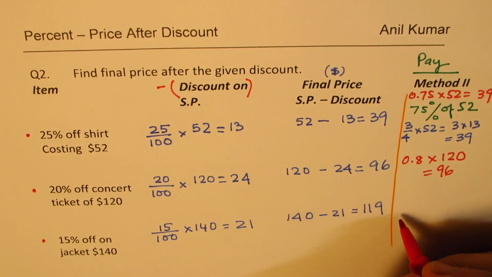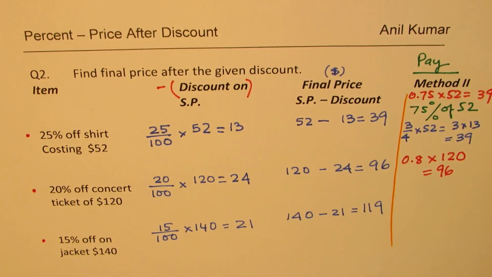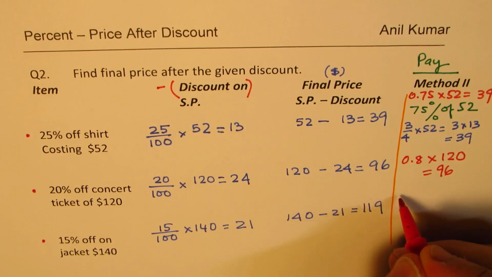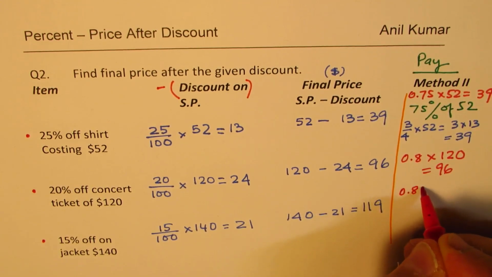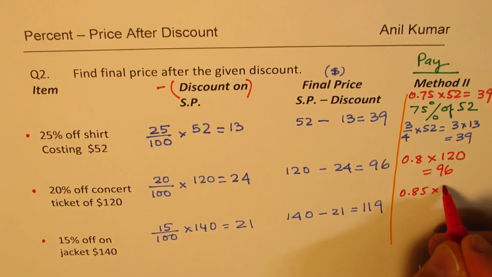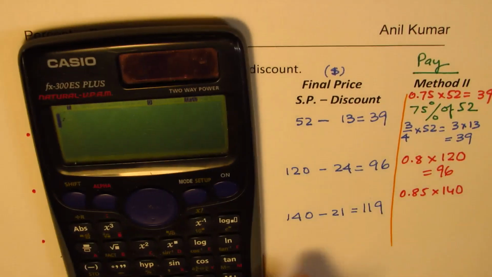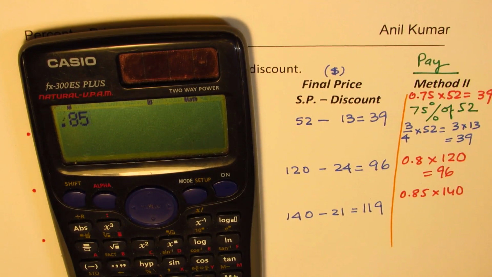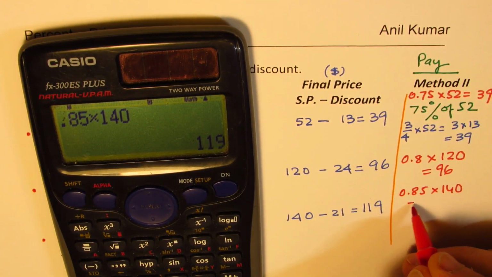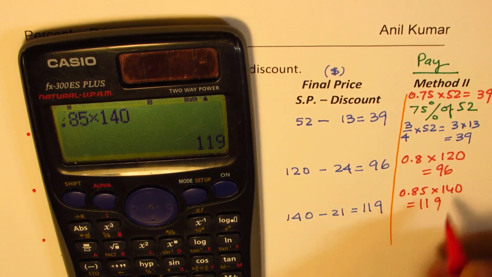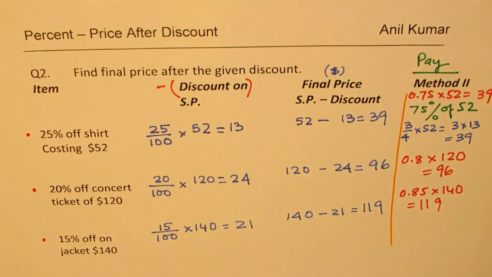15% off the jacket. So you are paying how much? You are paying 85%, correct? So you could do 85% means 0.85 times 140, correct? This is one way of doing it. I can show you a shorter way also. Let's do this first. 0.85 times 140. Even using a calculator, it is faster to calculate this way, right?